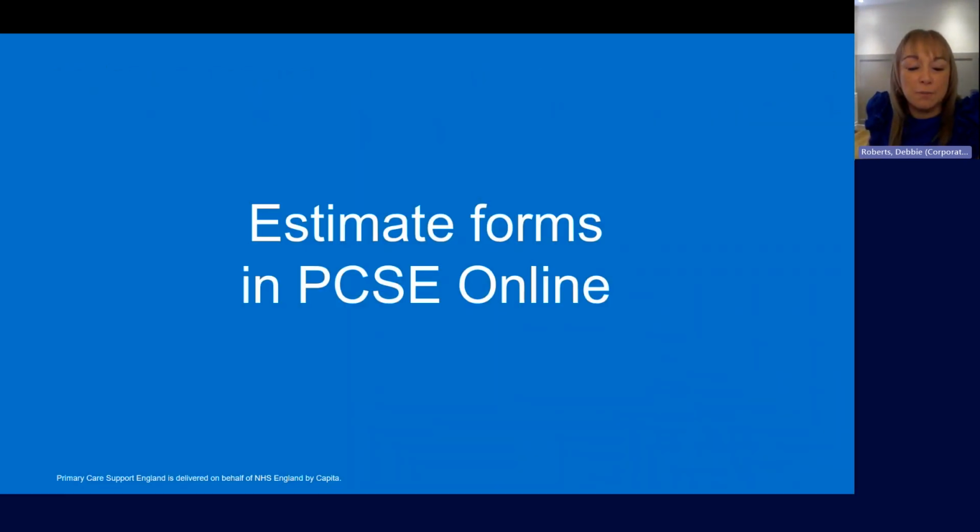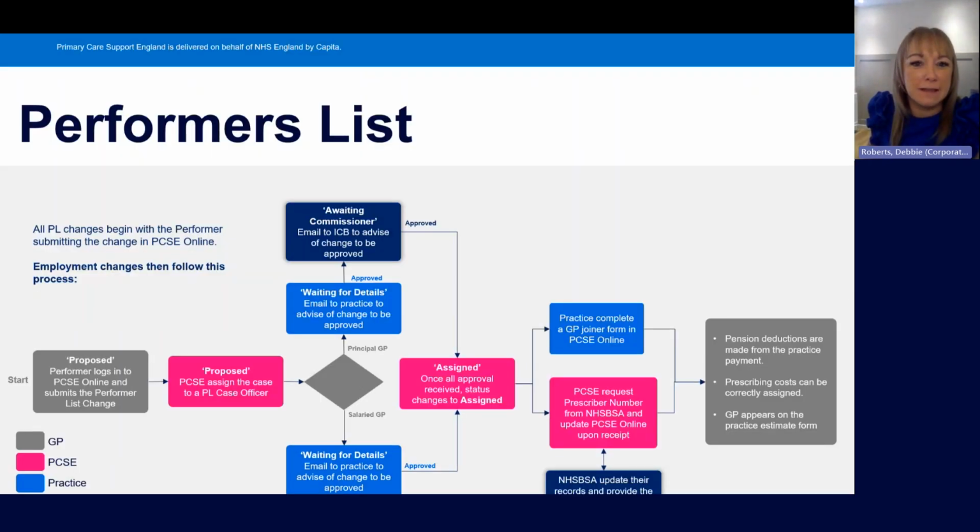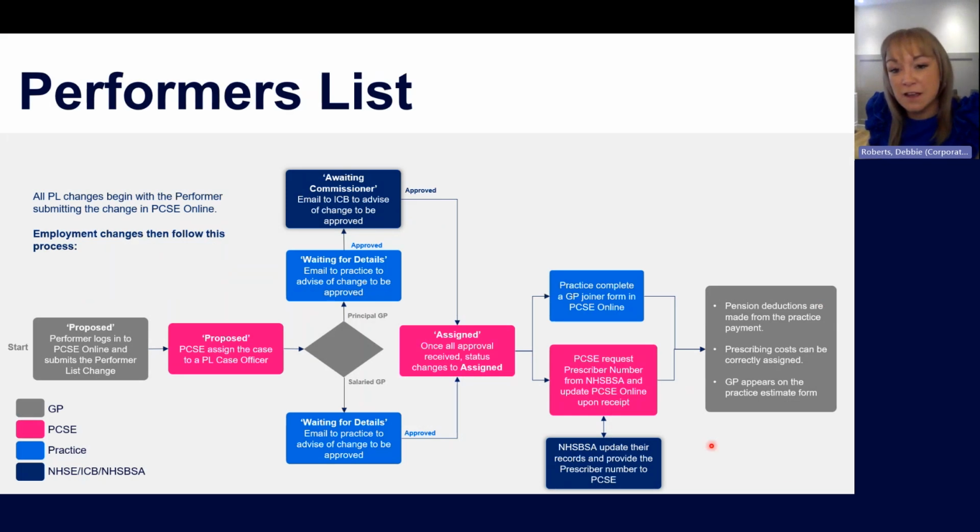Okay, so now going to have a look at estimate forms in PCSE Online. Now, this would essentially be the end part of this process that I've discussed. So I wanted just to show you that once you've completed your joiner, it then moves on to the estimate side of things. Now, if you skip this step, not completing the joiner form, then you'll find that they won't appear on the estimate form.